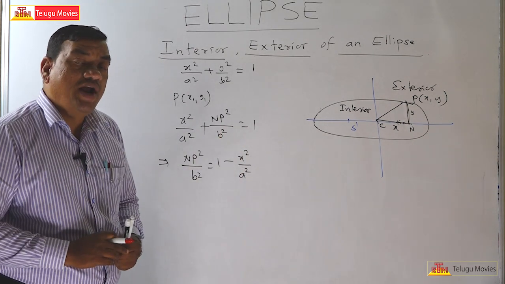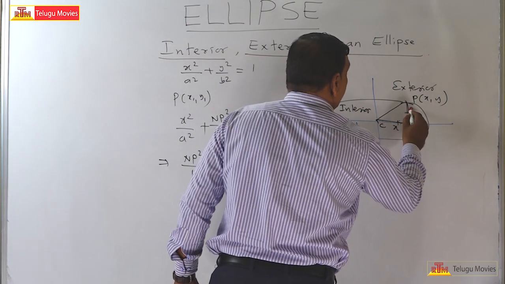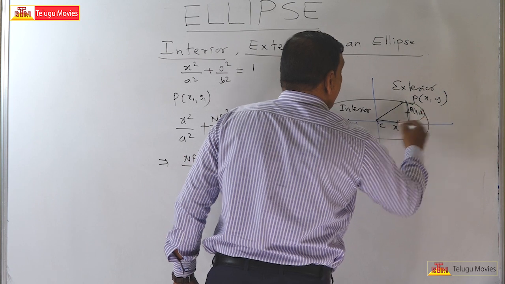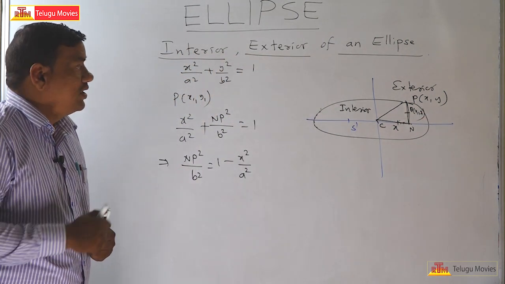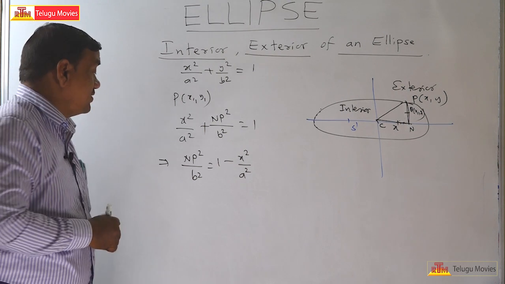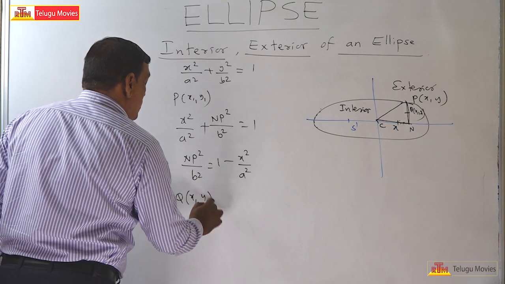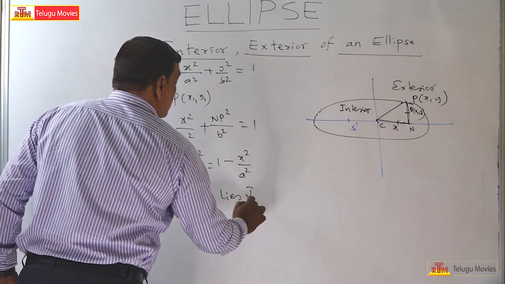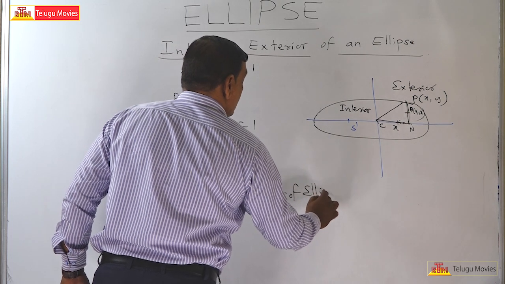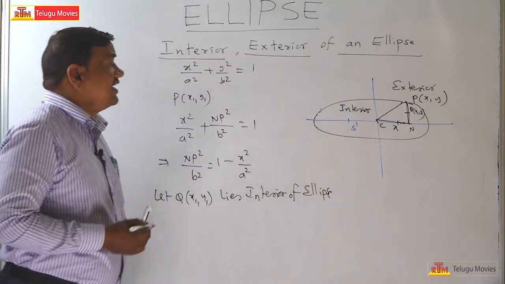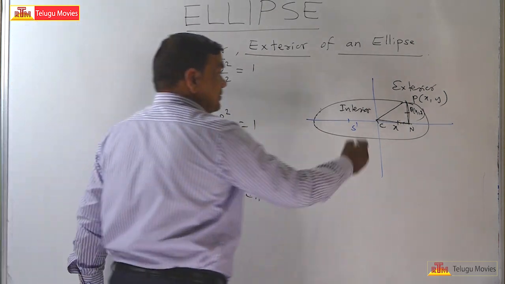Let us take a point Q(x1, y1), any point, which lies in the interior of the ellipse. Let us say that Q lies on the PN.